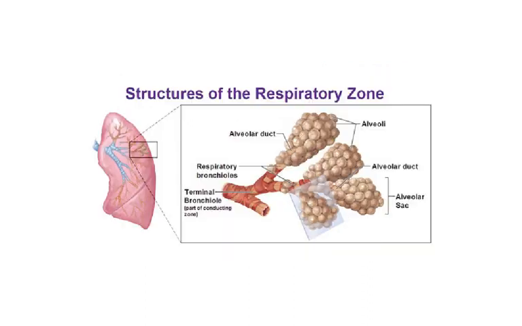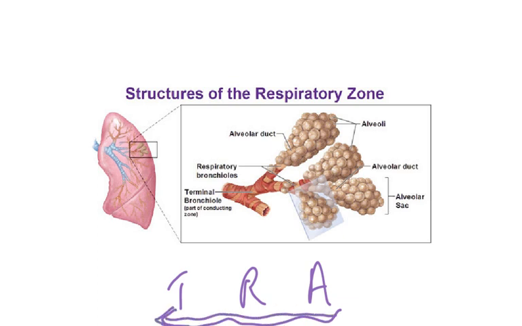Now look at this one. Now this is something to revise. Terminal bronchiole, then respiratory bronchiole, then alveolar duct, and then alveoli. You must be knowing this. Terminal bronchiole is immediately after the bronchus. That's called the terminal bronchiole.